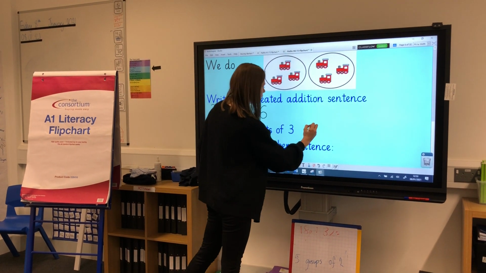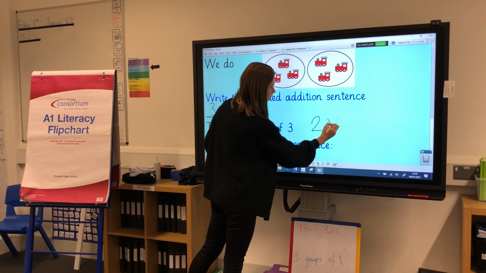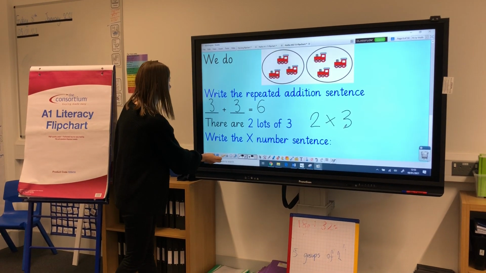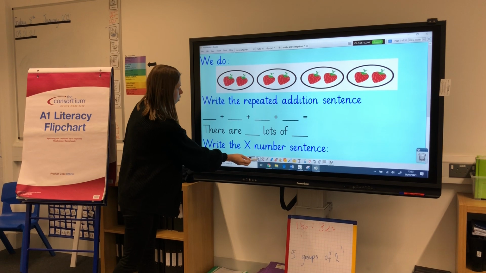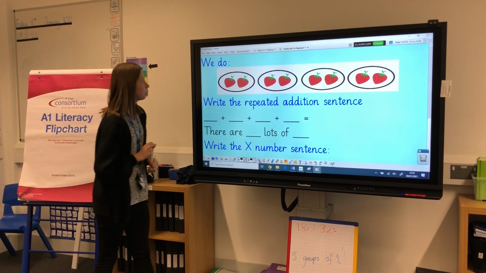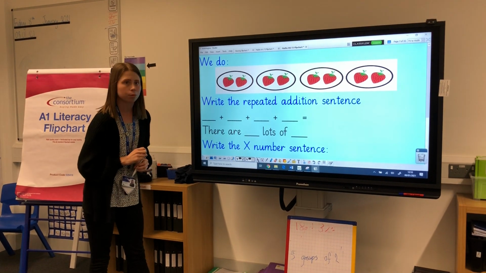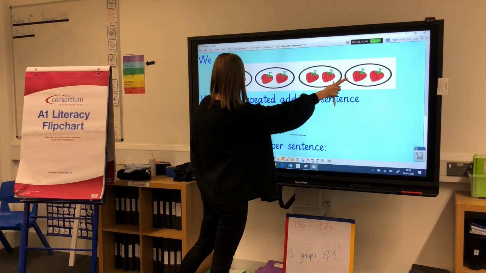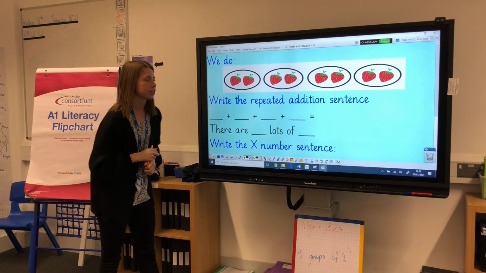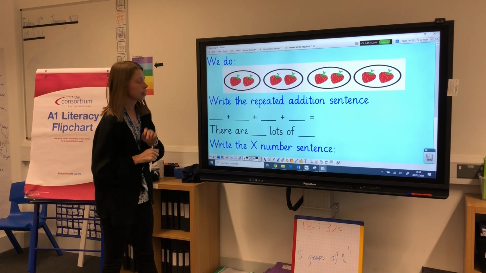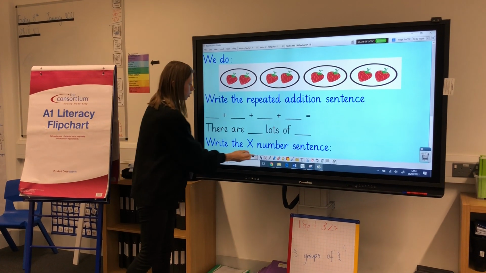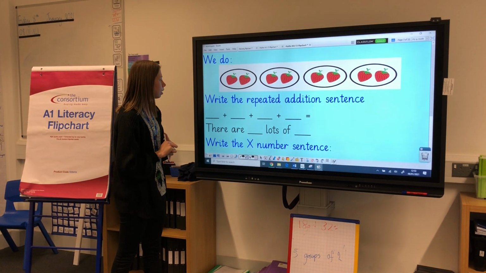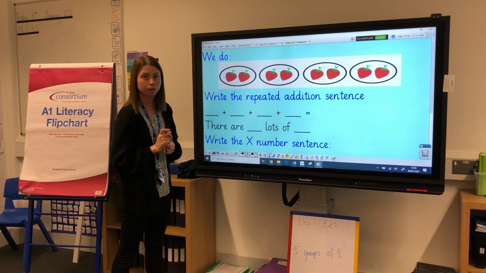So our multiplication sum would be 2 times 3. We're going to have another go together before you have a go on your own. Now, we've got some equal groups of strawberries up on the board. And we have got 1, 2, 3, 4 equal groups. And they have got 2 strawberries in each one. So again, with a piece of pen and paper, you are going to write the repeated addition sentence with me.